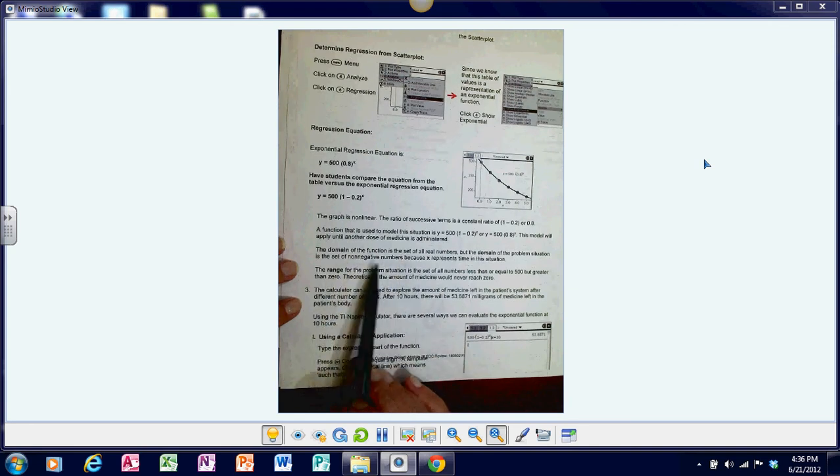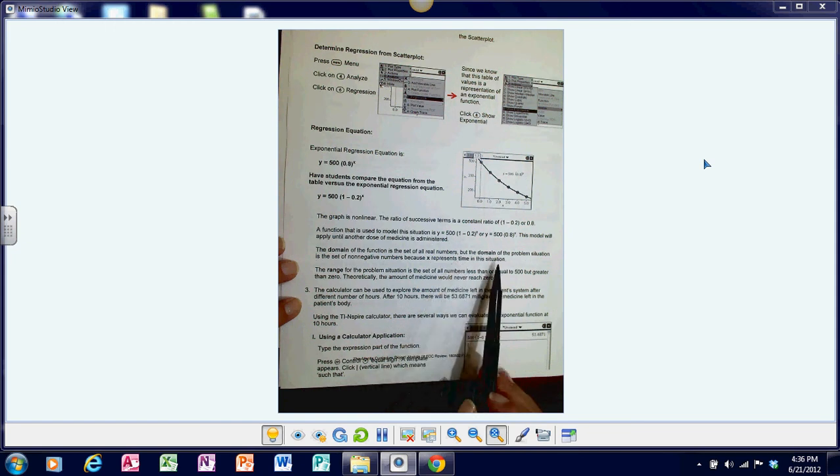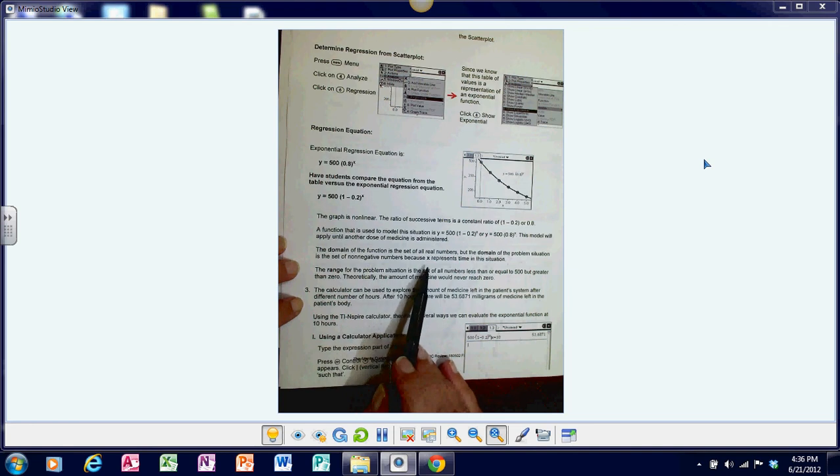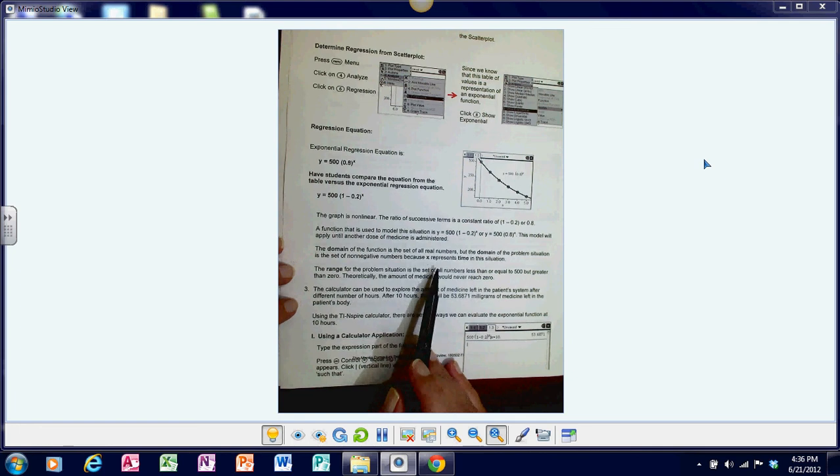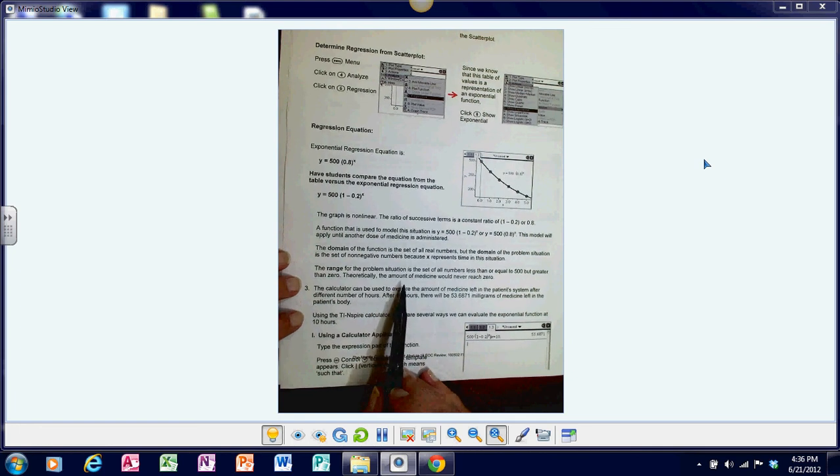The domain of the function is the set of all real numbers, but the domain of the problem is the set of non-negative numbers, which means where x is greater than or equal to 0. The range is the set of all numbers less than or equal to 500, but greater than 0.